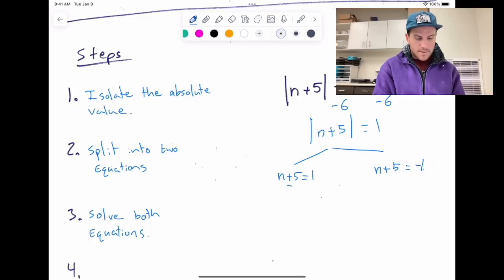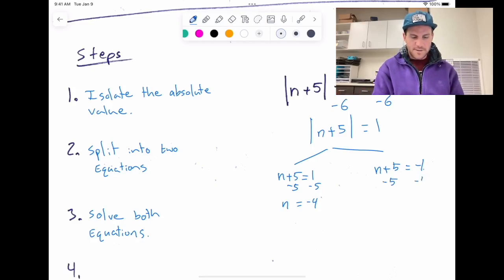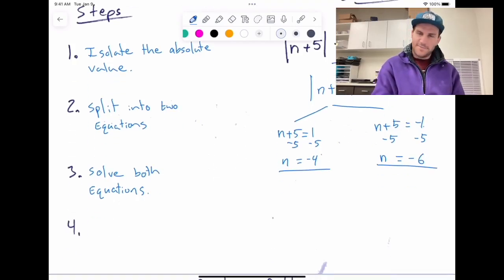All right? So here we would subtract 5 from both sides. We get n equals -4. Fair enough. We subtract 5 from both sides on this equation because we're doing the same thing on both sides. And we get that n equals -6. Ta-da! And then step 4, obviously, is to celebrate.